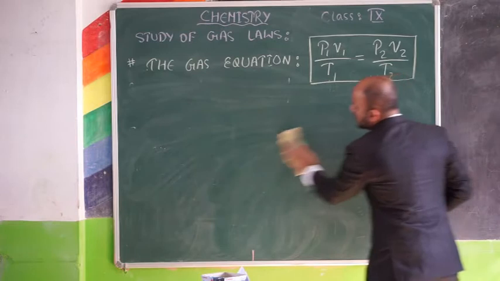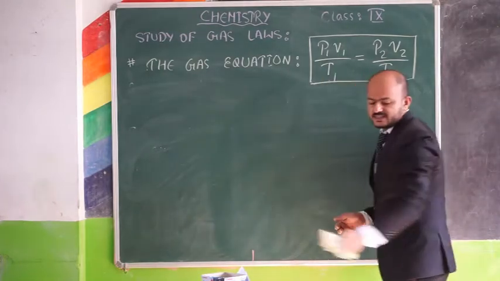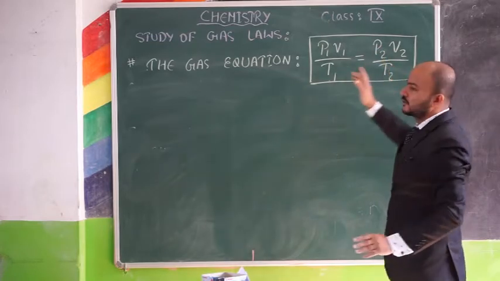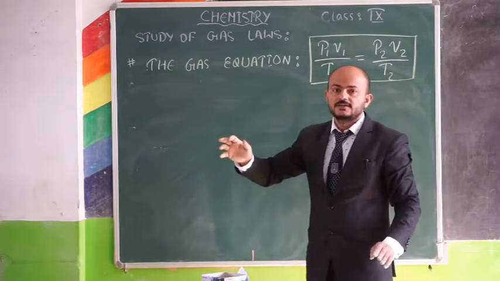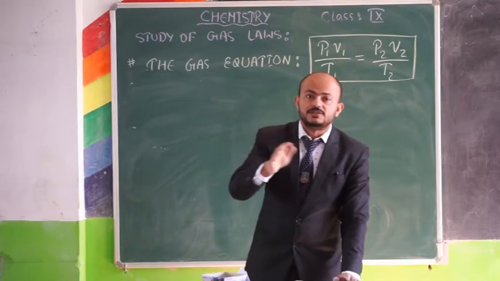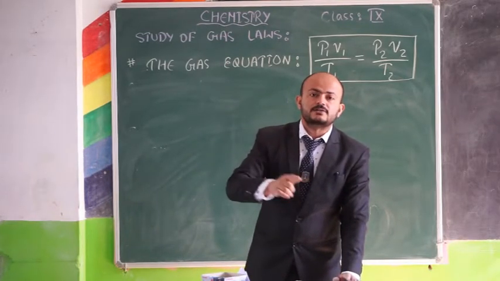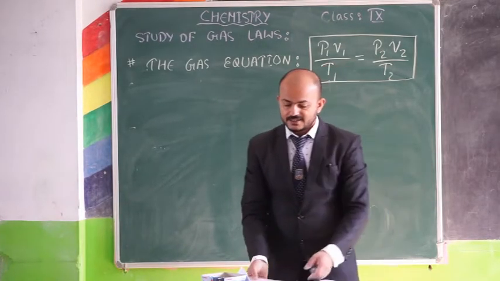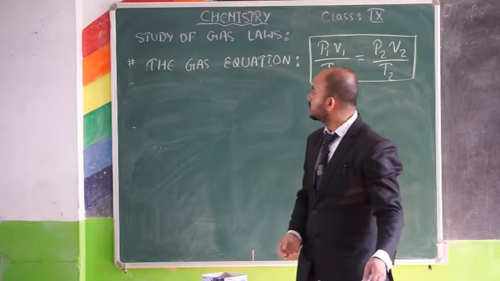So here you can see how many quantities are there? 1, 2, 3, 4, 5, 6. So out of these 6 quantities, in the question, if you see it properly, 5 of the quantities will be given. You will be asked to calculate the sixth one. So let's apply this gas equation to solve the numerical.